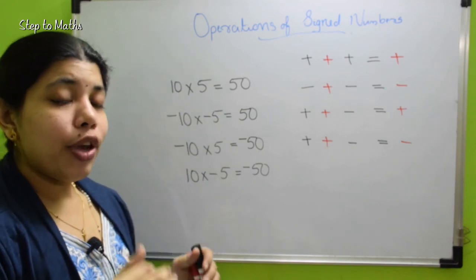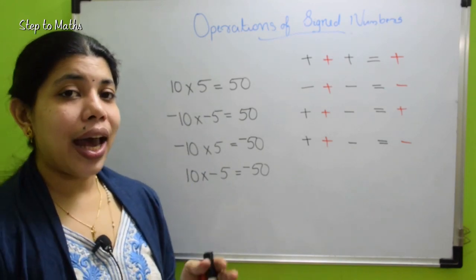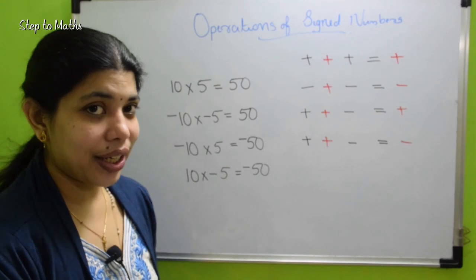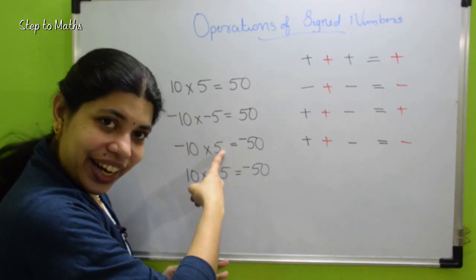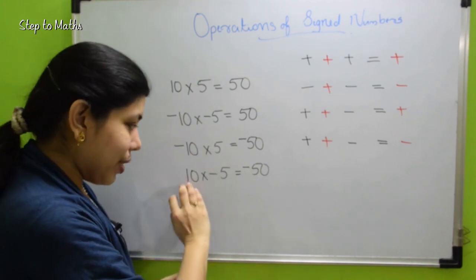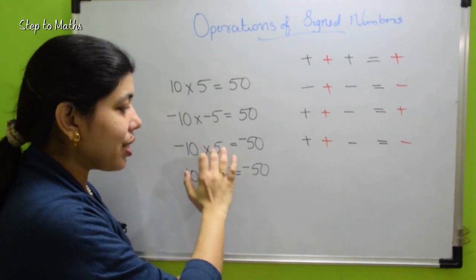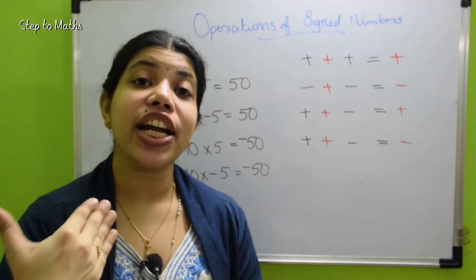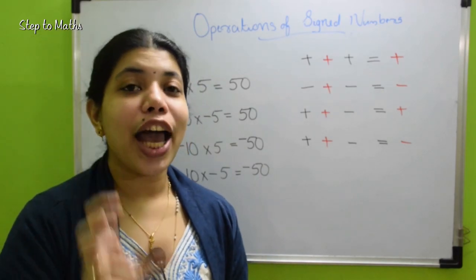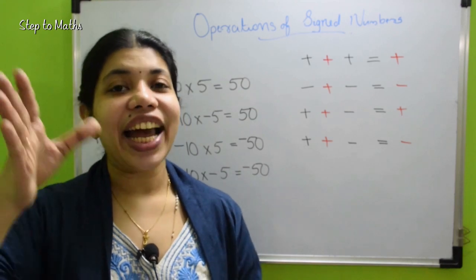If we multiply two numbers and their signs are different, that means one is positive and one is negative, or the first number is negative and the second number is positive, that means the signs of the two numbers are different, the sign of the product is negative.